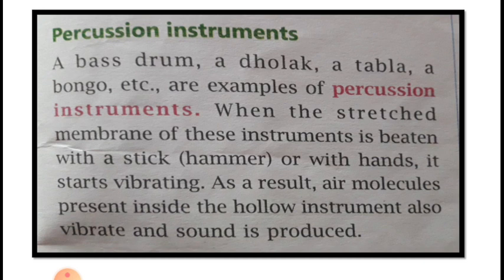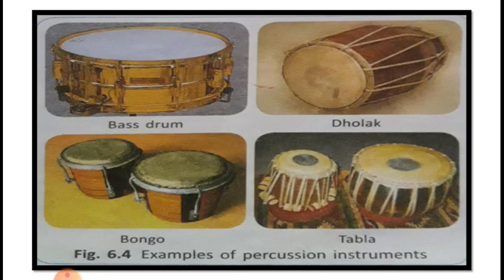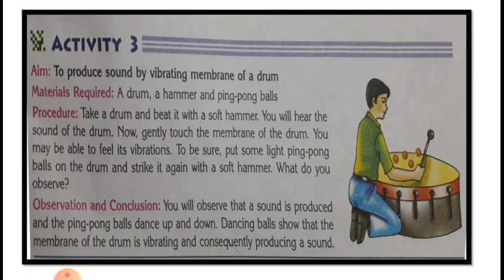Okay, so in the percussion instruments, how the sound is produced is like this. The air molecules present inside the hollow instrument start vibrating when we are beating the membrane with a hammer or a stick. So the membrane starts vibrating and so the sound is produced. The bass drum, dholak, tabla and bongo are examples of the percussion instruments. Okay, so these are the common percussion instruments.